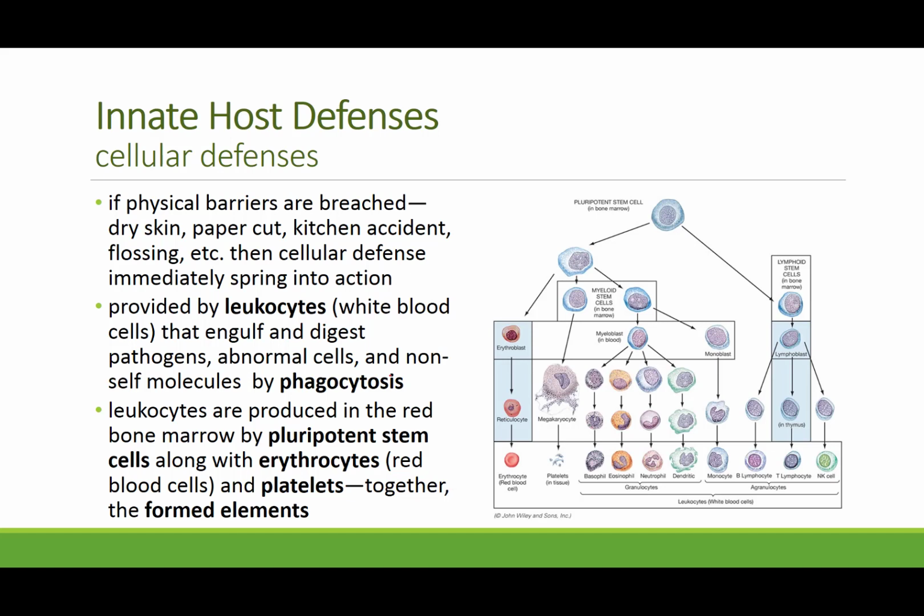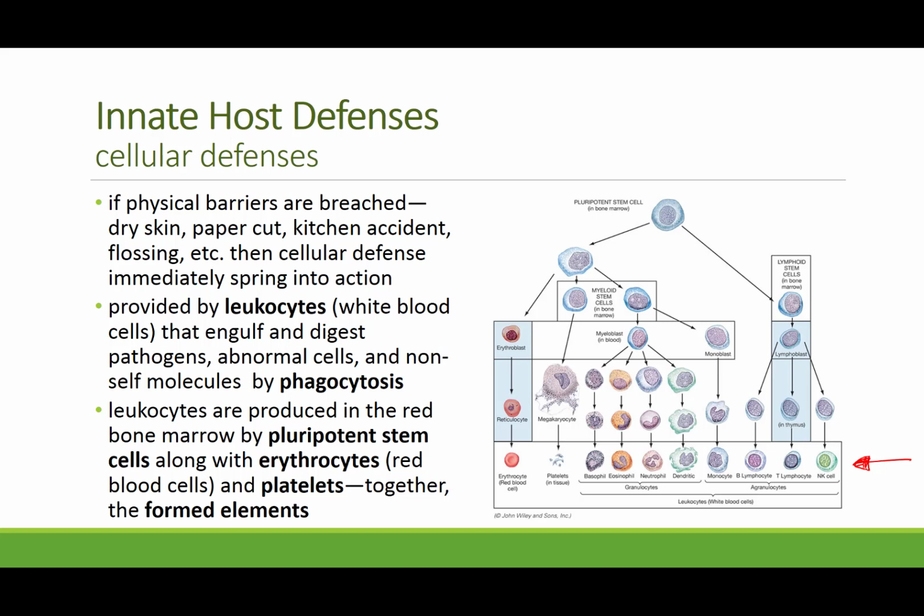So leukocytes are produced in red bone marrow by the hematopoietic stem cells. That's the term we use for it in anatomy and physiology. Here in this book, they refer to it as a pluripotent stem cell. That is a stem cell that is capable of becoming any number of cells. So these are all the different kinds of white blood cells and red blood cells and platelets that one of these stem cells found in red bone marrow can produce.